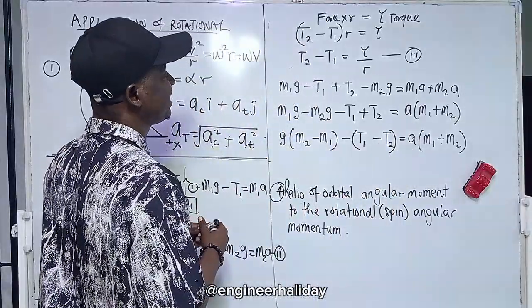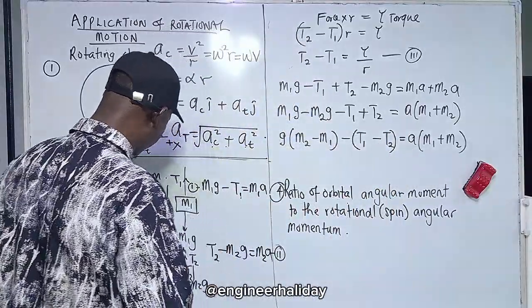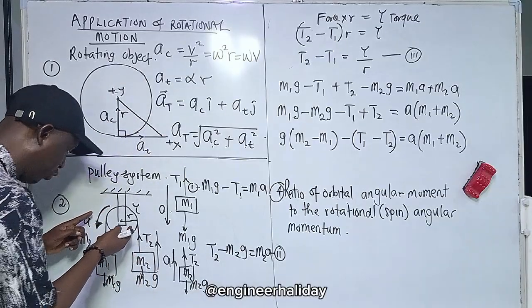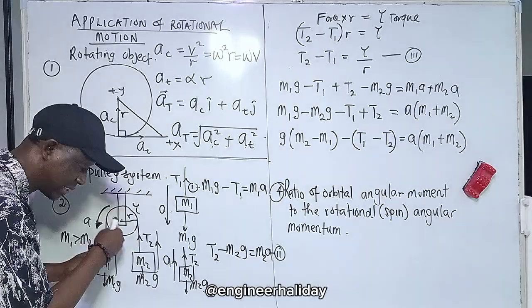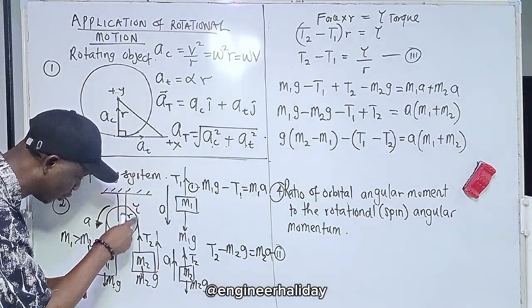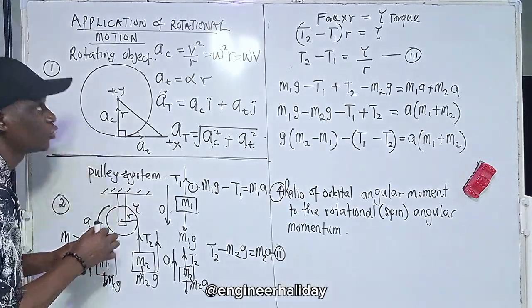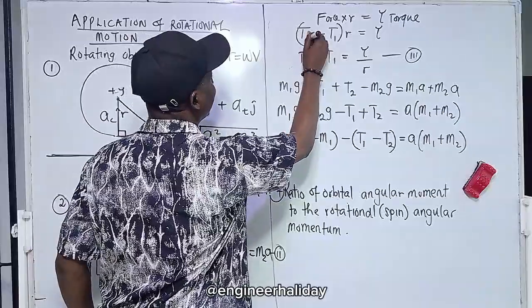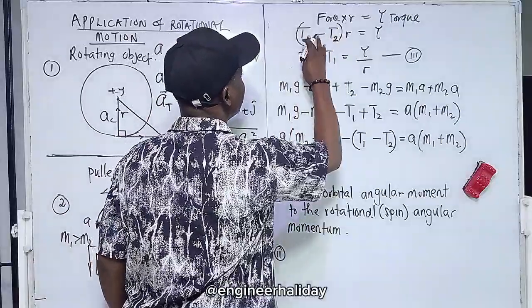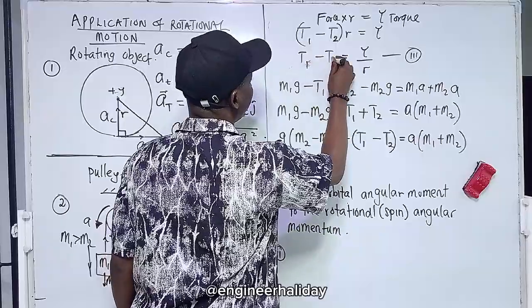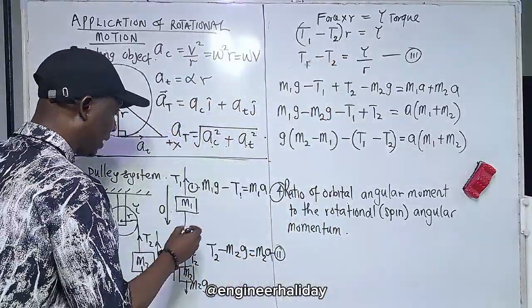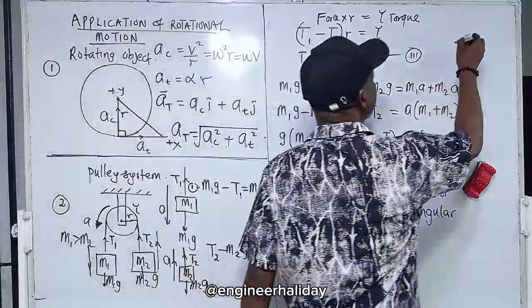Now, if I want to make A the subject of the formula, from here, how is the body rotating? The pulley, is it rotating like this or like this? It's rotating like this. So if the pulley is rotating like this, it means that here should be T2 minus T1. It's rotating in favor of what? Look at the pulley now.